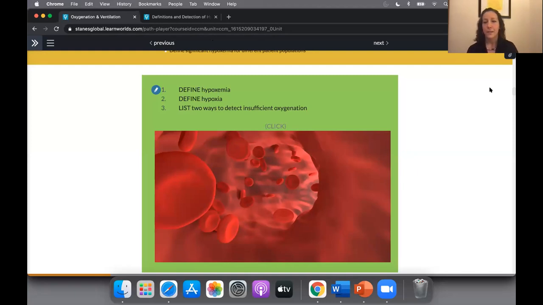Okay, perfect. So let's go back through these chat answers. This is great. I love how interactive this is. Wonderful. Hypoxemia is low oxygen content in blood, whereas hypoxia is low oxygen content in the tissues. Perfect. Great. So the difference is the oxygen concentration in the blood versus the oxygen concentration in the tissues.